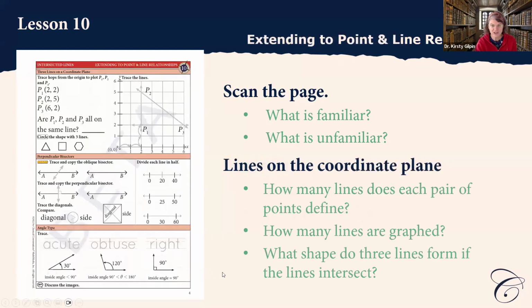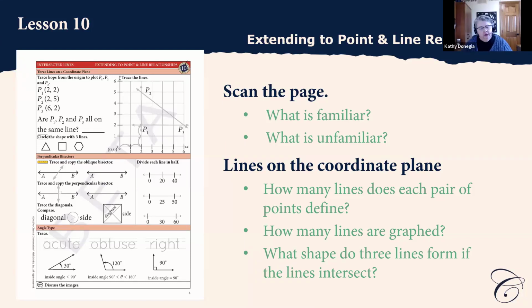And then page 4, here we go. Let's take a minute and talk about what's familiar and what's unfamiliar on this. And go back to where we talked about how many different lines we could have and how likely it is that they intersect. What do we see on this page here? We see that three lines make a triangle.